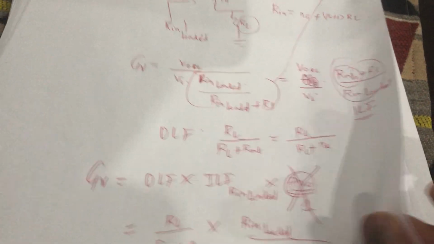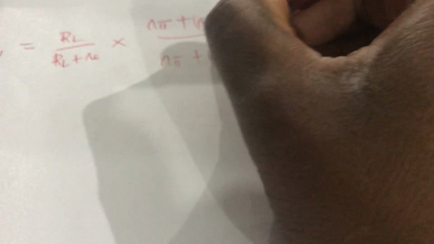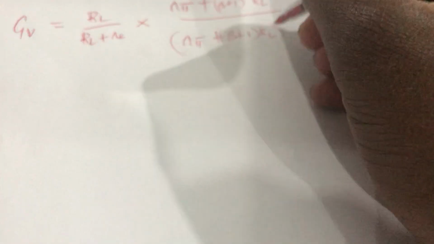And if one carries this further, you get GV, which is the fully loaded gain, to be RL over RL plus RE, which is R out. The R in loaded we're considering here is R pi plus (beta plus 1) RL, divided by R pi plus (beta plus 1) RL, which is the R in loaded, plus RS.